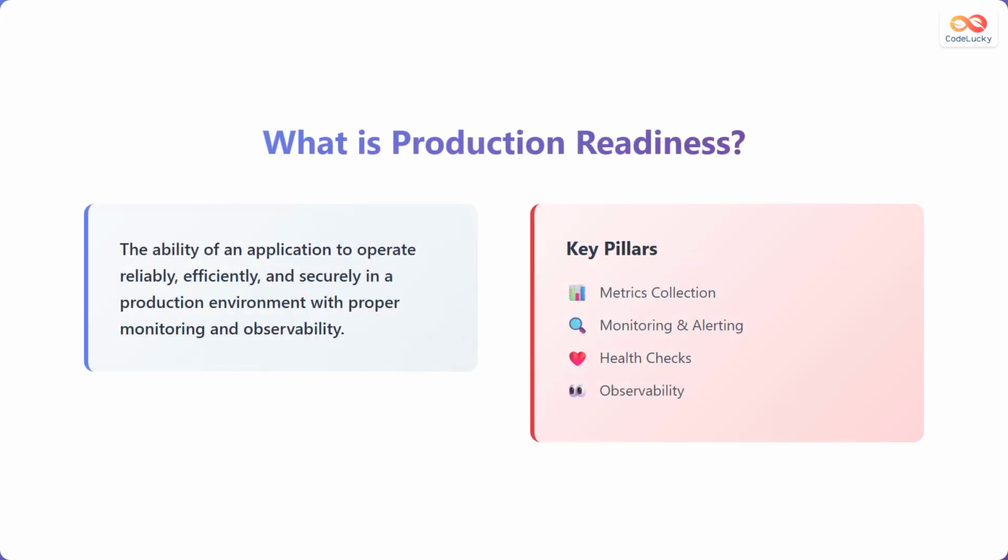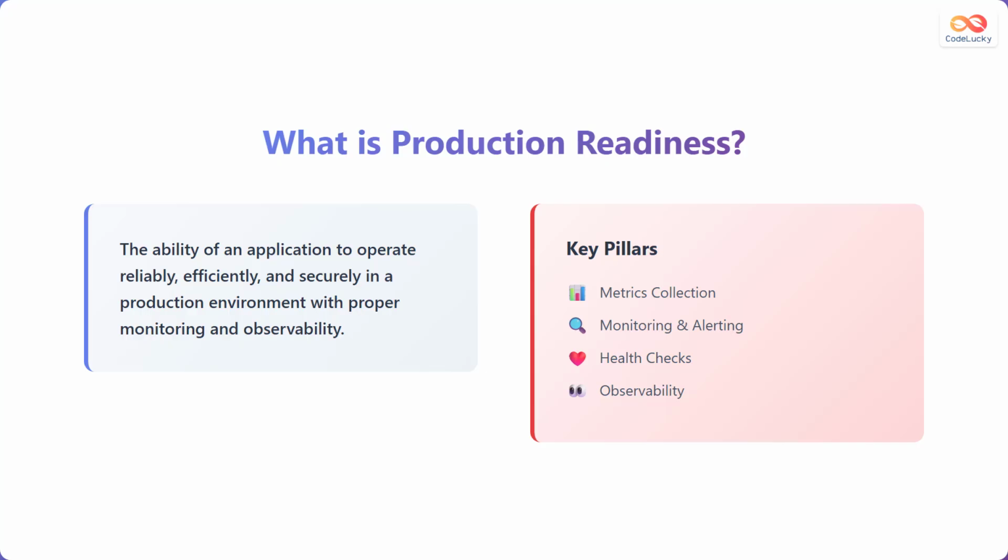Production readiness refers to the ability of an application to operate reliably, efficiently, and securely in a production environment with proper monitoring and observability. It's the difference between code that simply works in development and code that thrives under real-world conditions. The four key pillars of production readiness are metrics collection, monitoring and alerting, health checks, and observability.